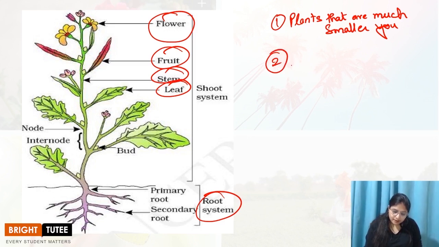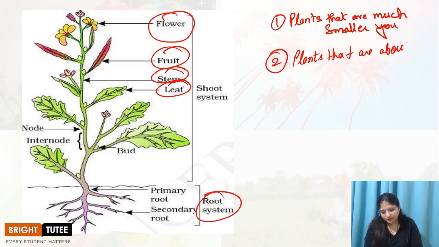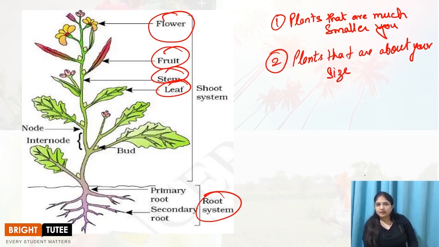Second, plants that are about your size, meaning the plants which are as tall as you are, right? Or maybe a little bit more, not more than that, right? So these are the plants whose stems and branches you are going to study.